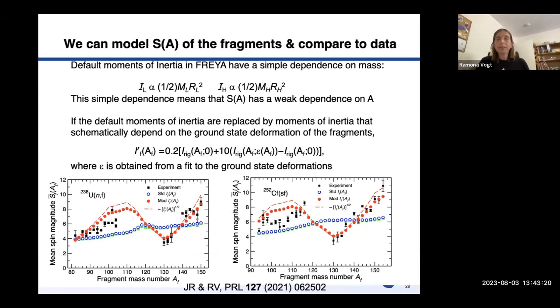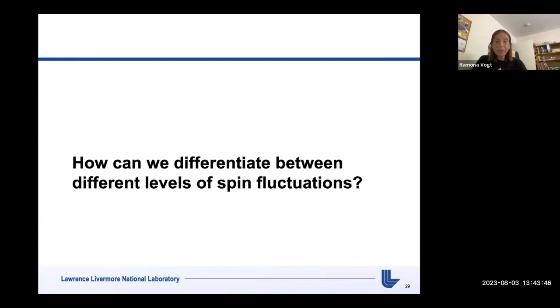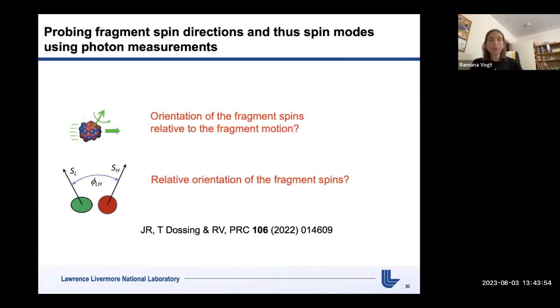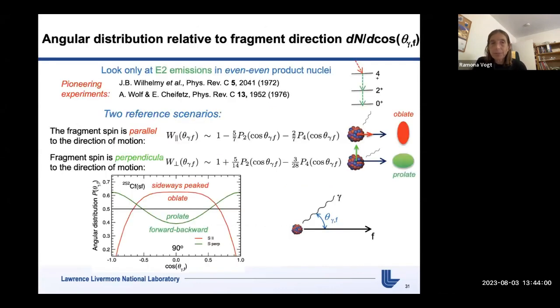So we modeled the fragment angular moments of inertia, which are part of the rotational energy, and could see that if we assume that there's some deformation knowledge there, then you get some kind of sawtooth-like behavior as well. I should probably skip a little bit ahead to give you guys time for questions. But so we made a study of these different normal modes, and how we could look at them with the photon measurements.